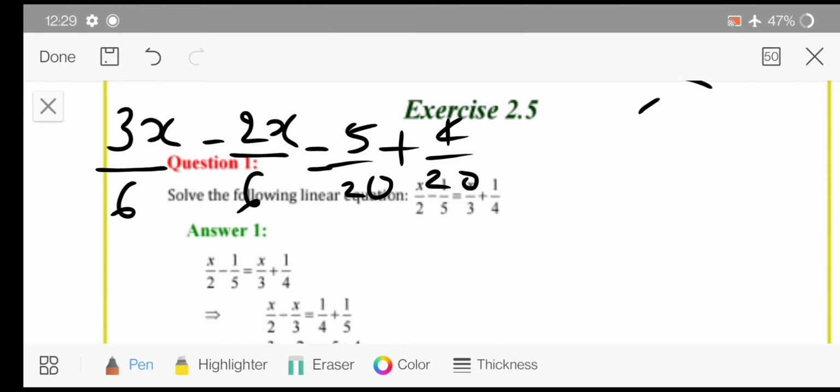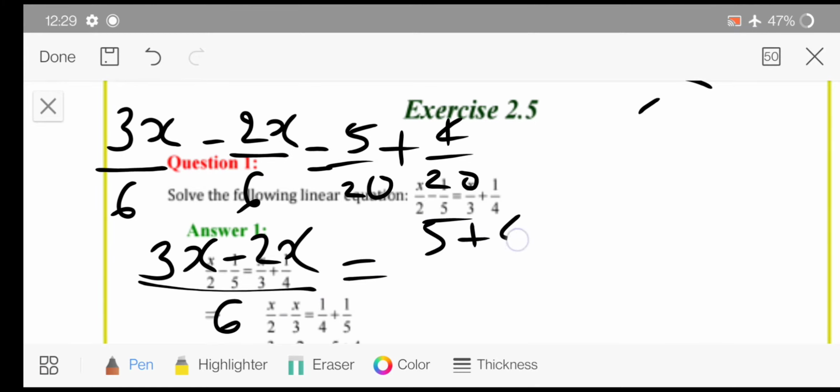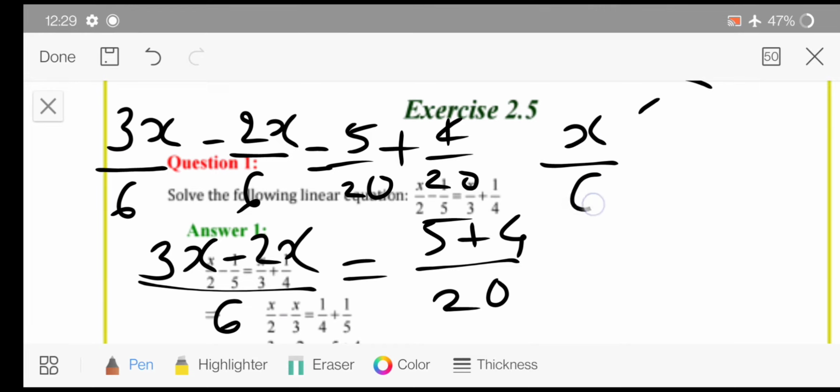So look, 3x minus 2x upon 6 is equal to 5 plus 4 upon 20. We just have to add and subtract the numerator. So what will this 3 minus 2x become? x upon 6 is equal to 9 upon 20. Now I want to find the value of x.